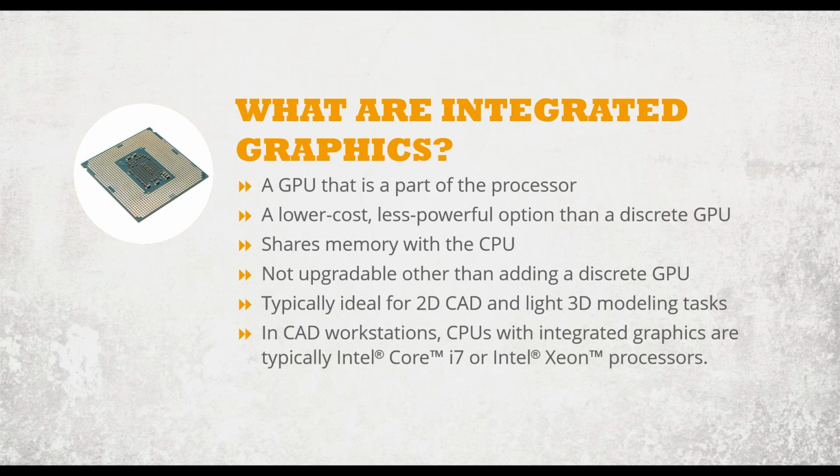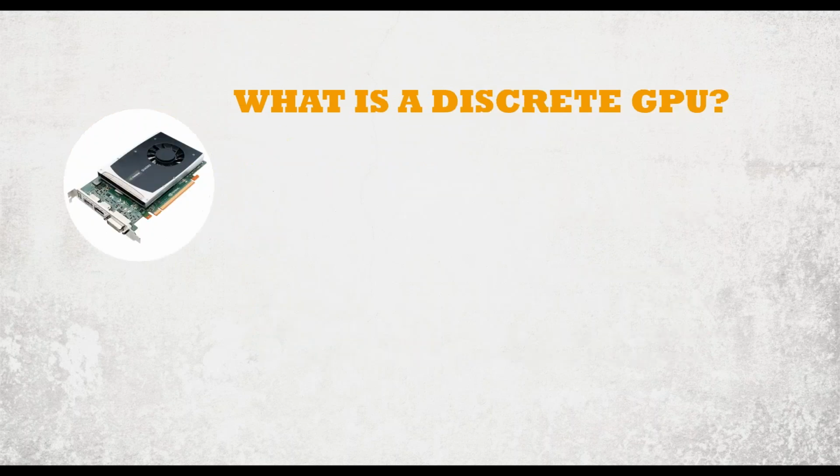Now, when you're looking at a processor, for most cases, CAD workstations are going to use either an i7 or some flavor of an Intel Xeon processor. Not all of these processors have integrated graphics, but a decent chunk of them do. So if integrated graphics is something you want to pursue, you need to make sure that it's actually on the CPU chip that you're purchasing.